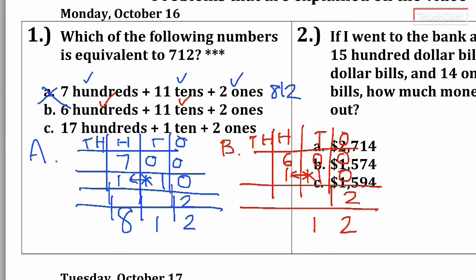Tens place, I have a 1. Hundreds place, I have a 7. Oh my goodness, that is 712. So that's probably my answer. But because I'm a good mathematician and a good test taker, I'm going to solve all 3.